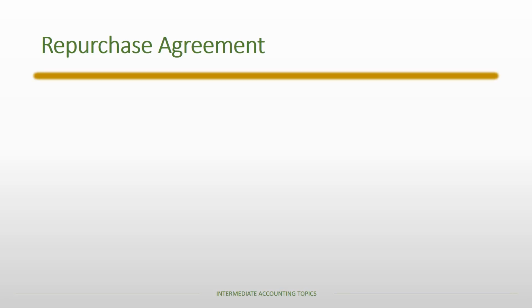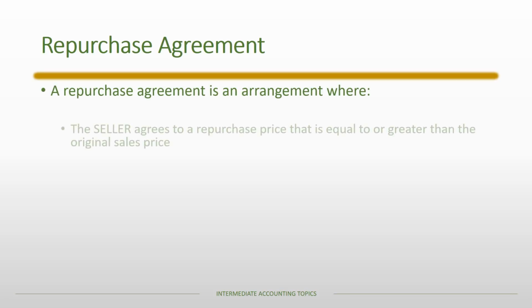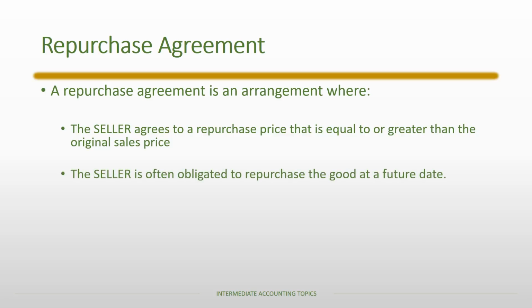There's also a repurchase agreement. A repurchase agreement is an arrangement where the seller agrees to a repurchase price that is equal to or greater than the original sales price. So they've agreed to basically repurchase the item from the buyer, and that price is either equal to or greater than the original sales price.